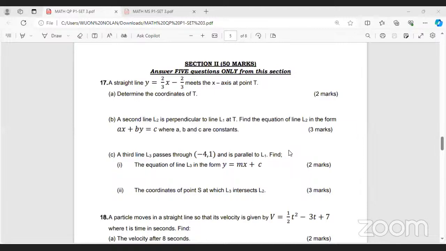The product of their gradients is -1. So the gradient of L1 multiplied by the gradient of L2 should give us -1. In this case, we just have the gradient of L1. So M1 is 2 over 3. What would be M2, the gradient of L2, when we undertake that multiplication?